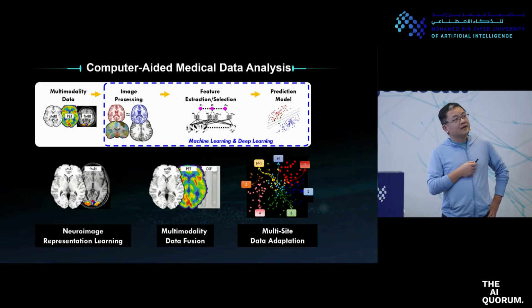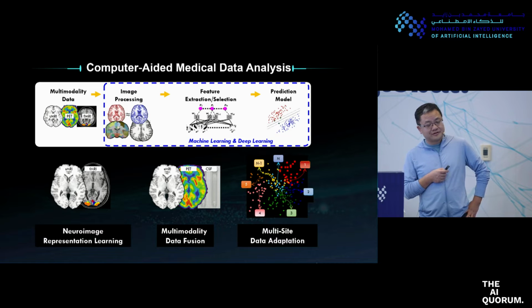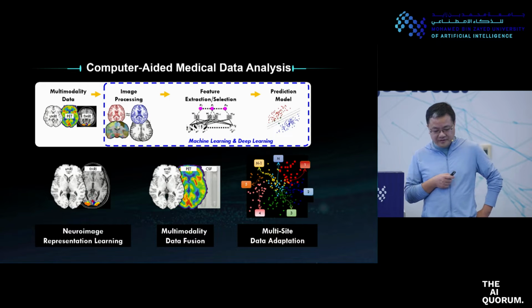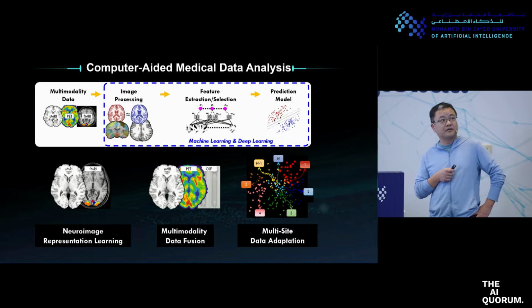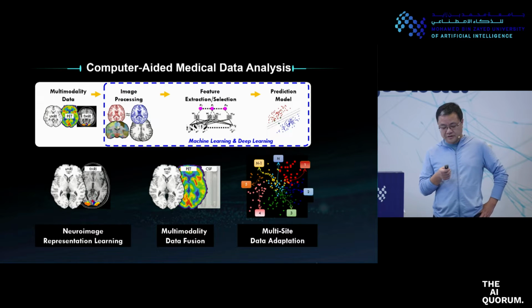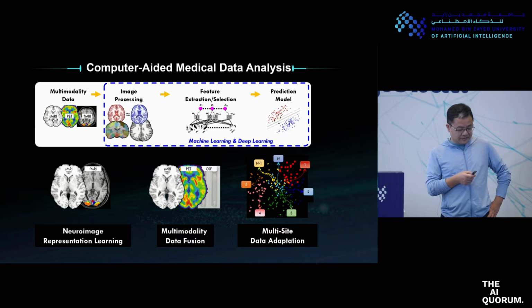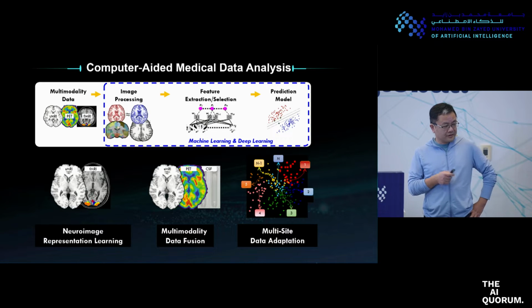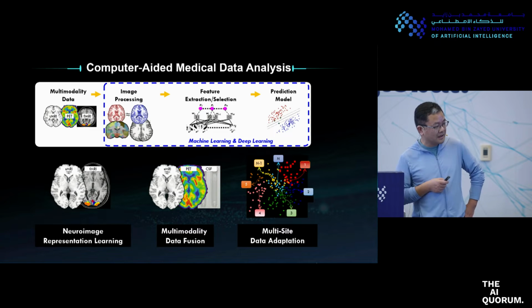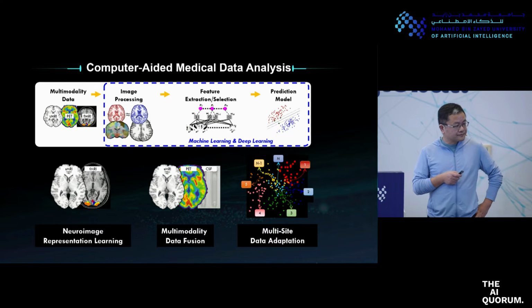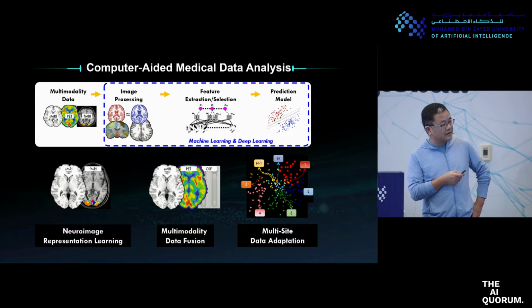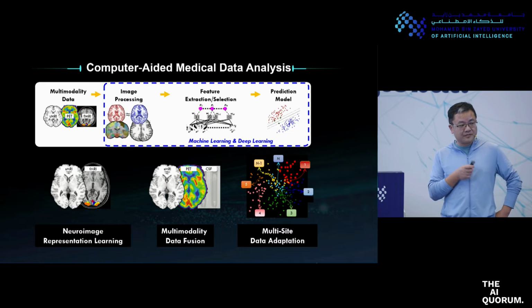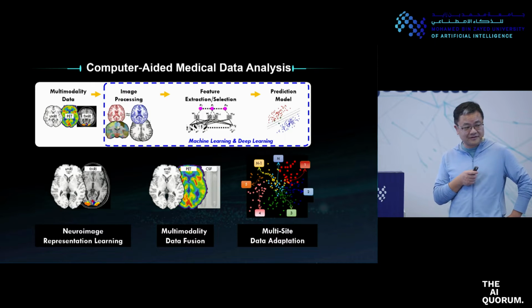Okay. And also, you can use deep learning combined with some statistical models to develop these computer-aided medical data analysis pipelines. And then some of the key methods, like in neuroimaging, these nonlinear representation methods are used in all kinds of ways these days. And also representation learning, multimodality data fusion, and multi-site data adaptation.